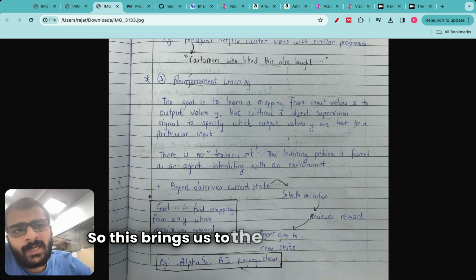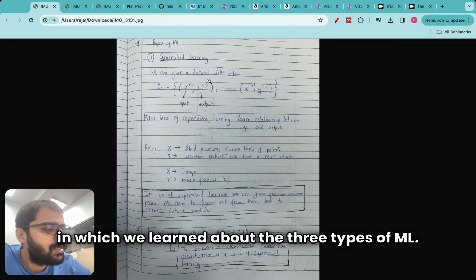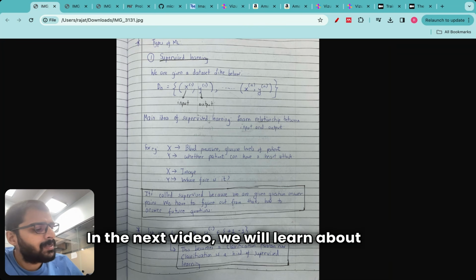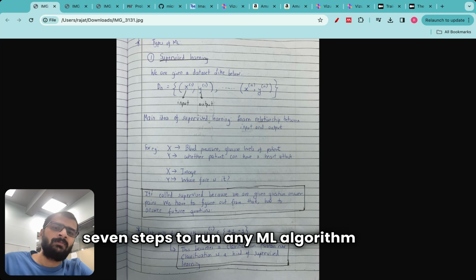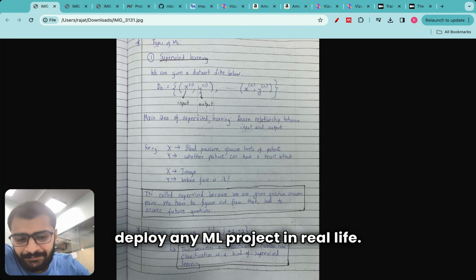So this brings us to the end of day 3, in which we learned about the three types of ML. In the next video, we will learn about the 7 steps to run any ML algorithm or to deploy any ML project in real life.